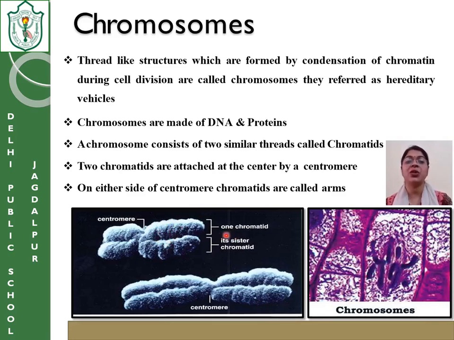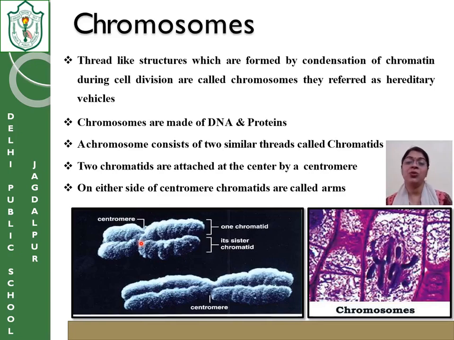These threads are called chromatids, and because they are together and held with a circular structure called the centromere, they are called sister chromatids. The sister chromatids are held together by a centromere. It looks like a bow structure, like this, and the bow is formed by the centromere.